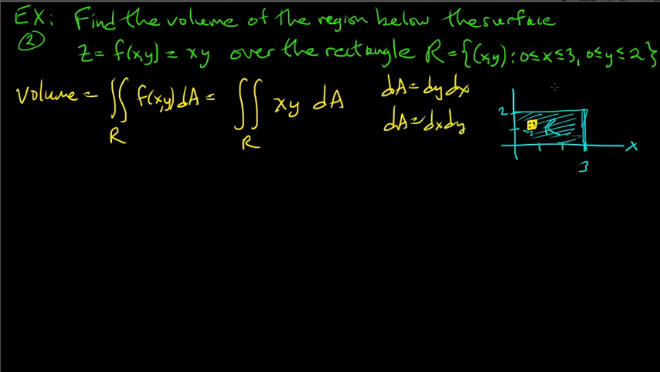Dy dx would be vertically simple regions, and dx dy would be horizontally simple. So this is a rectangle. It doesn't matter. Vertically simple, horizontally simple, does not matter to me. So this could be done either way relatively easily. In the first example we did, I would almost encourage you to try to do it the other way. Try to switch the order of integration.